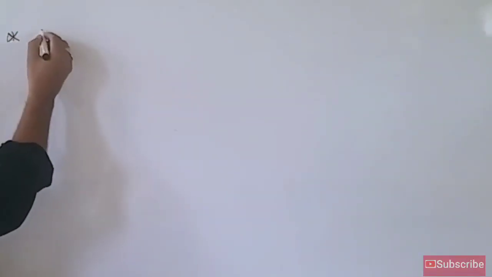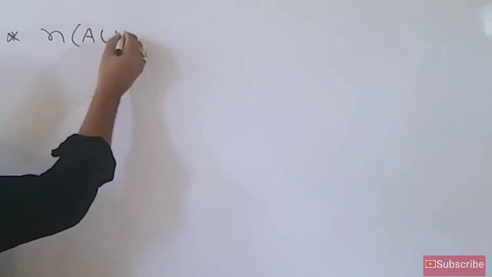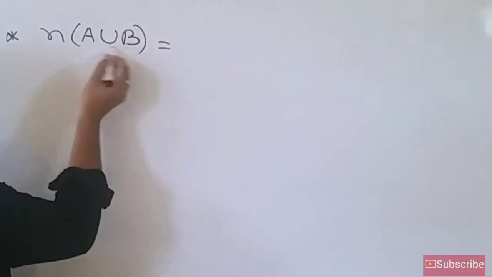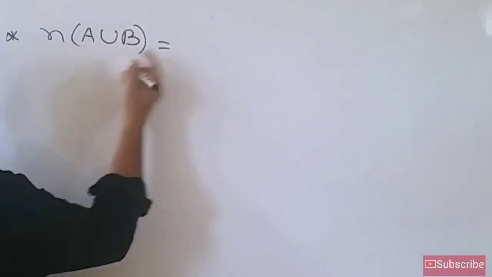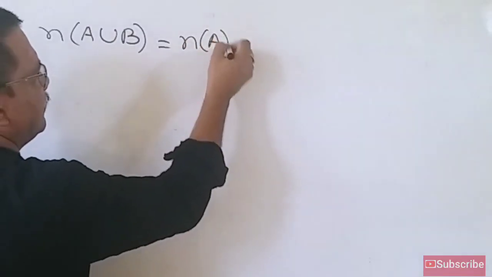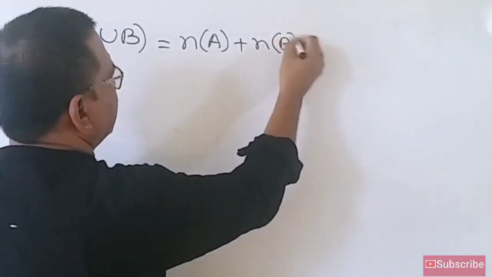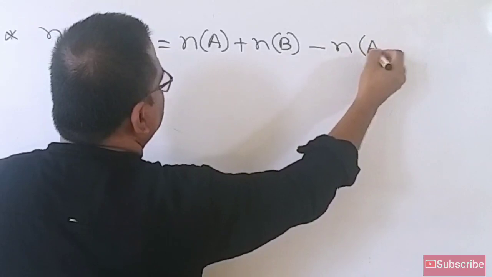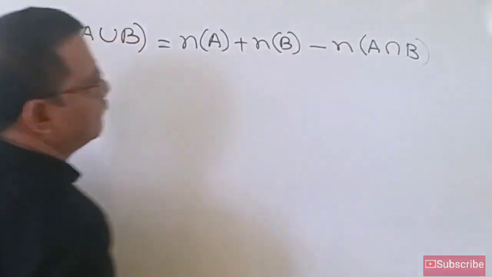Okay, let's work out some problems which are related to union and intersection. For that we need a formula. So you write n of A union B, where n means the number of elements in A union B. This can be written as n(A) plus n(B) minus n(A intersection B).